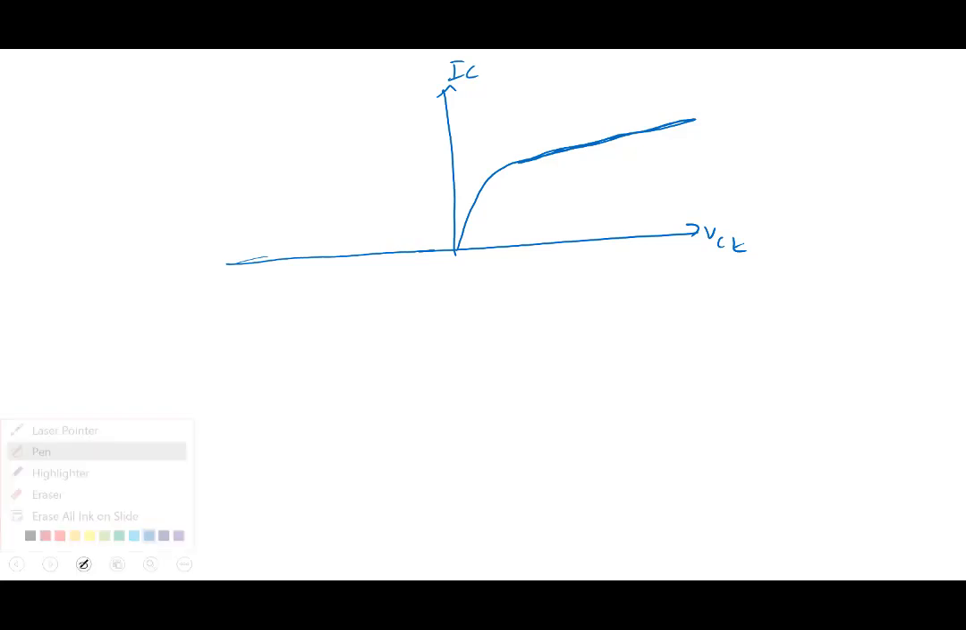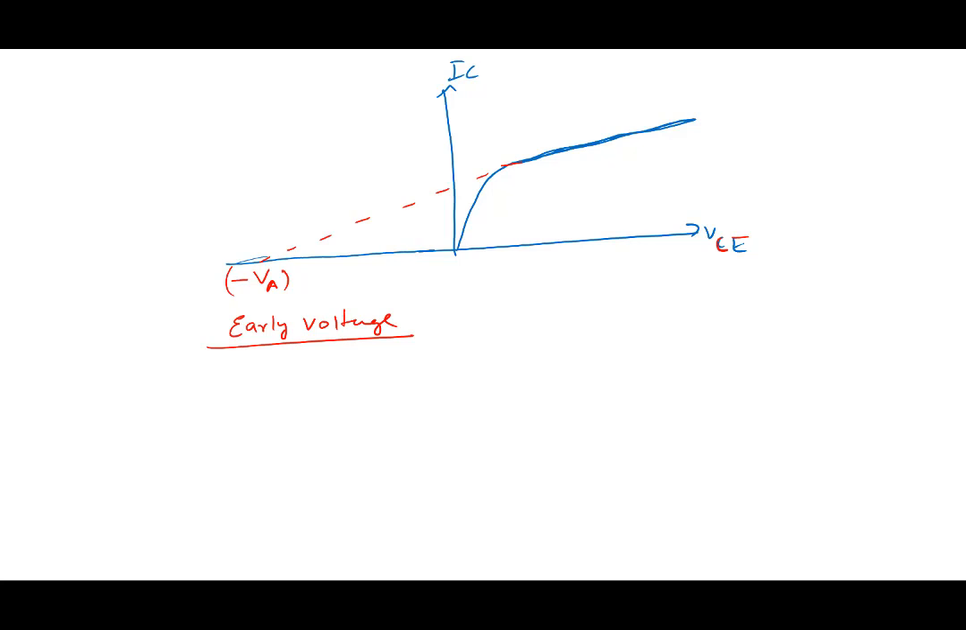If I were to exaggerate, it would look like this. But if I take it here, it's almost like a linear variation. If I take it here and extrapolate it, it would intersect at a particular place on the collector emitter voltage axis. We call this voltage the early voltage. So the early voltage characterizes the slope of this particular line.